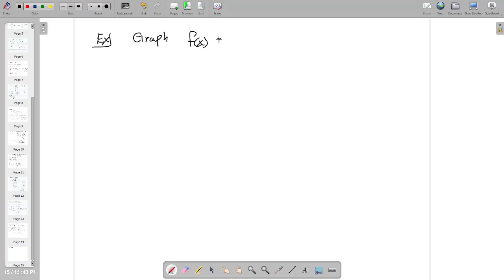Graph f of x is equal to 2x squared plus x minus 1 over x minus 2. So notice first, the degree of the numerator is exactly one more than the degree of the denominator.